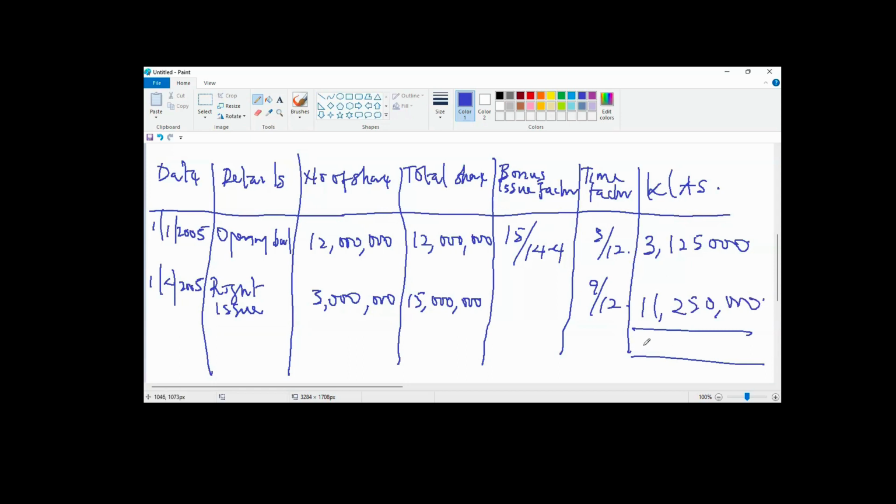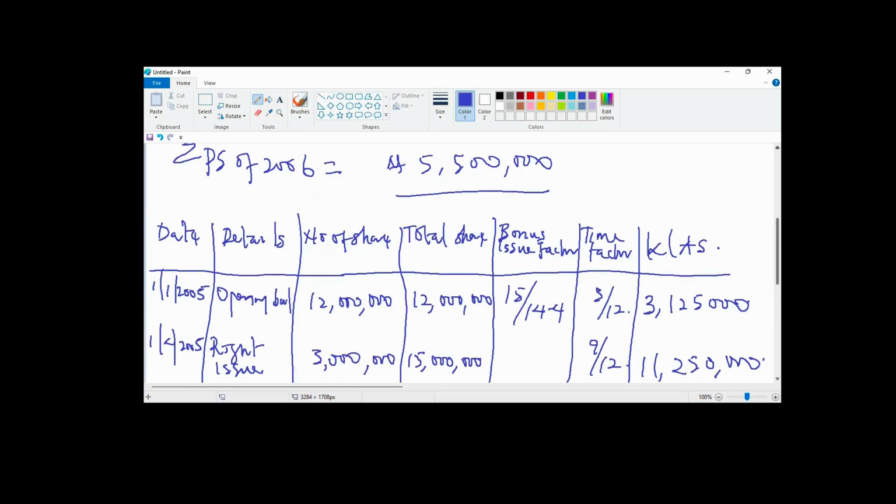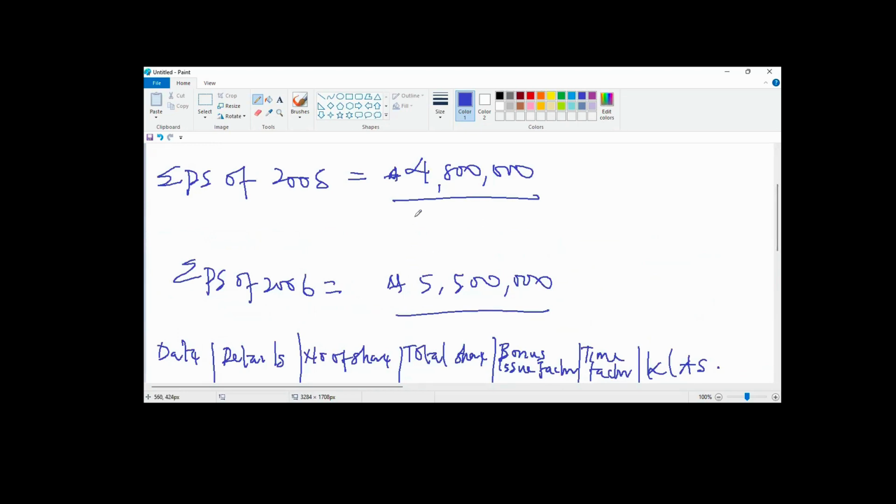What does it give us? 14,375. That's all. For 2006, what is the total we divide with? The 15 million. But in 2005, go to the question. 14,375, 14 million, 15 million.